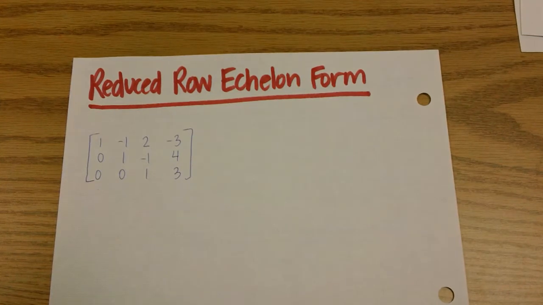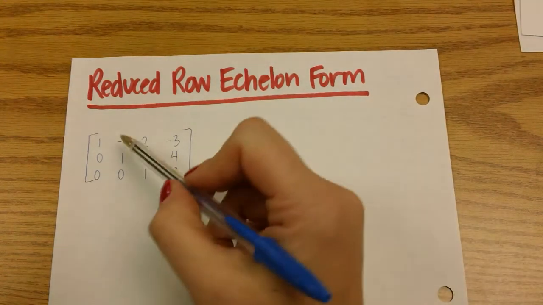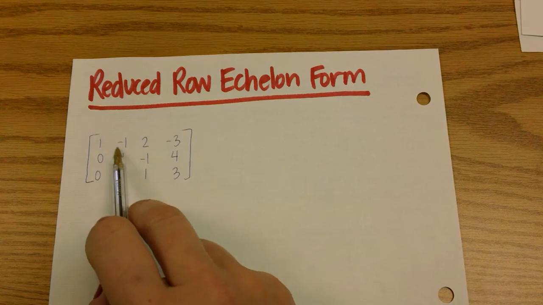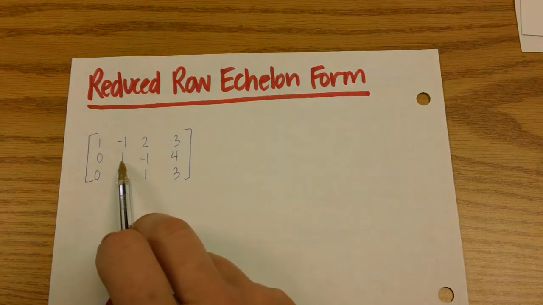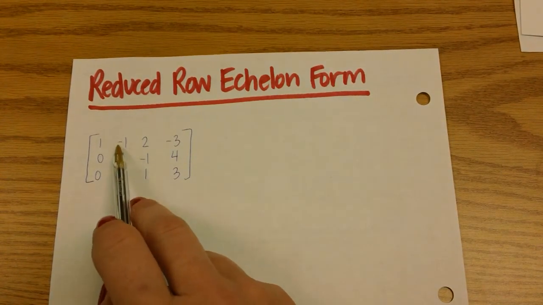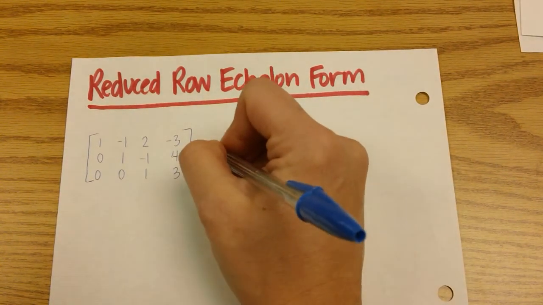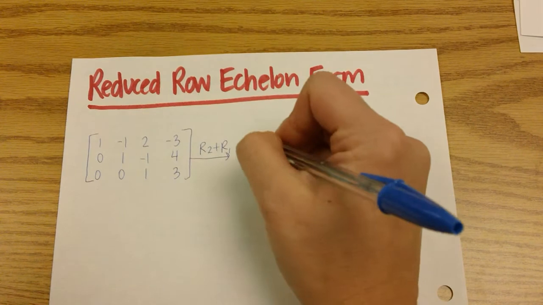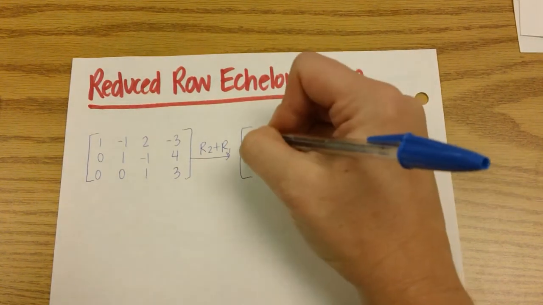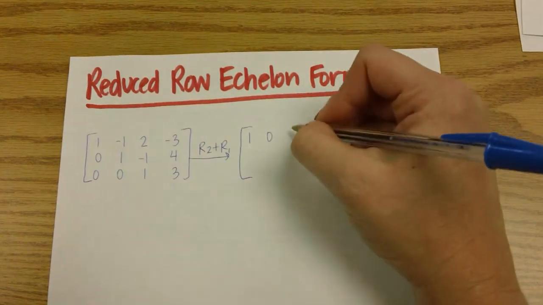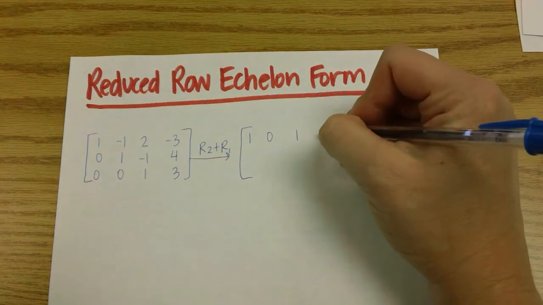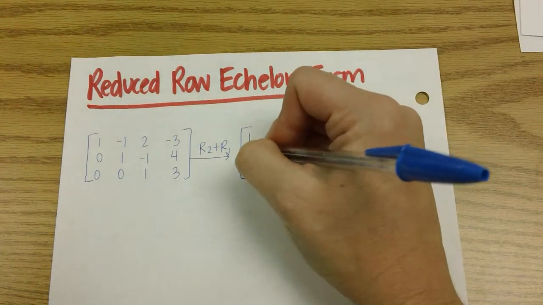Okay? So what we can do is just do more operations here to make those 0, okay? Let's first focus on this term here. I want this to be a 0. So I can add row 2 to row 1, and that's going to make that a 0. So I can take row 2 plus row 1, and when we do that, we get 1, 0, 1, 1. Second row stays the same.